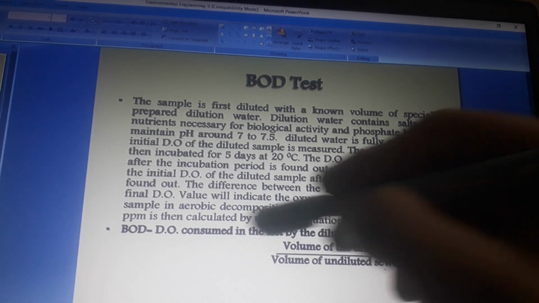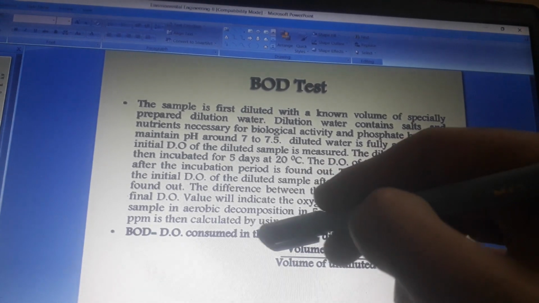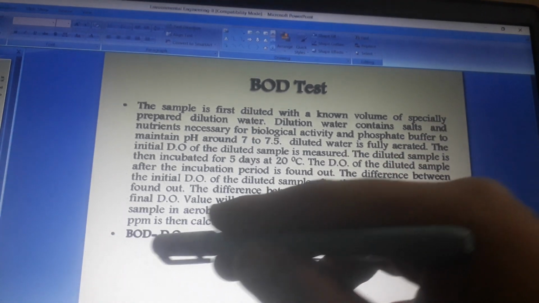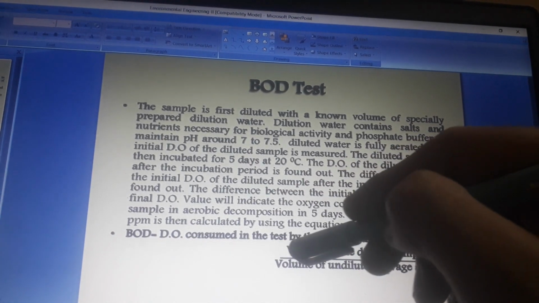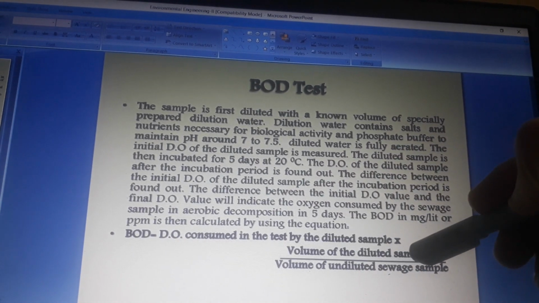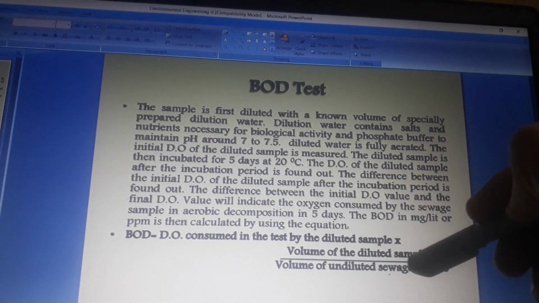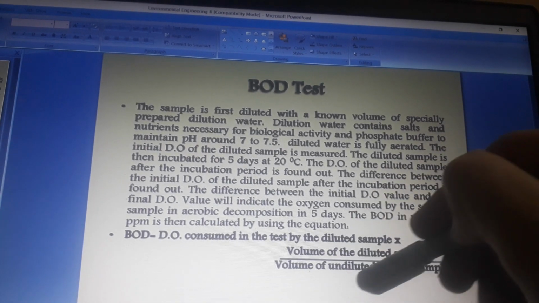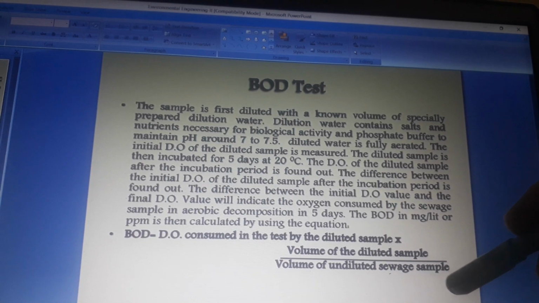BOD in milligram per liter or parts per million is then calculated by using the equation: BOD is equal to dissolved oxygen consumed in the test by the diluted sample, into volume of diluted sample over volume of undiluted sewage sample.